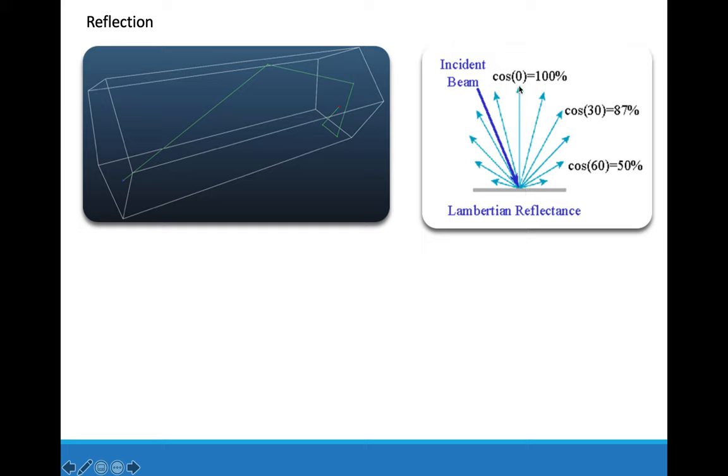So the probability of the reflection follows the Lambertian principle. It's most likely that it will leave the surface perpendicular to it. However, there is a decreasing probability that it will go in other directions. So our random generator needs to choose a new direction following this distribution.